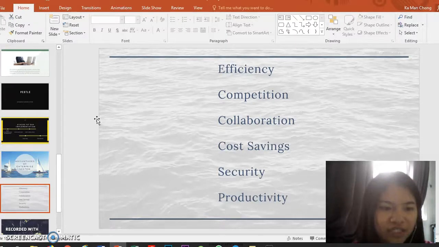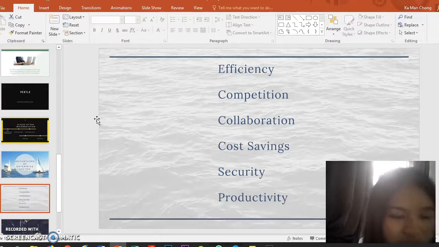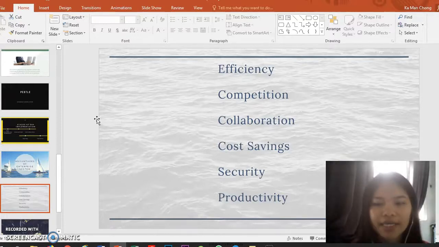For the efficiency, an ERP solution eliminates repetitive processes that greatly reduce the need to manually enter information. So it is not consuming their time to key in all the data. So the next one will be competition.